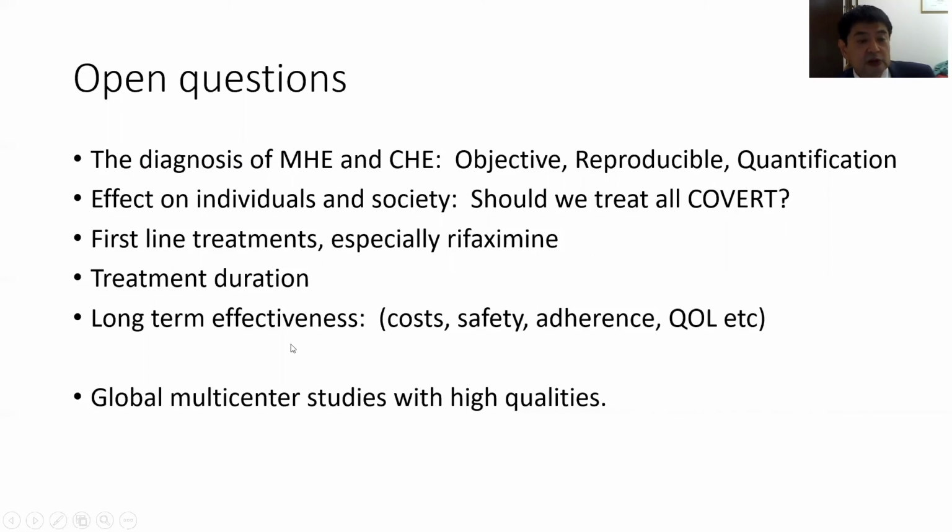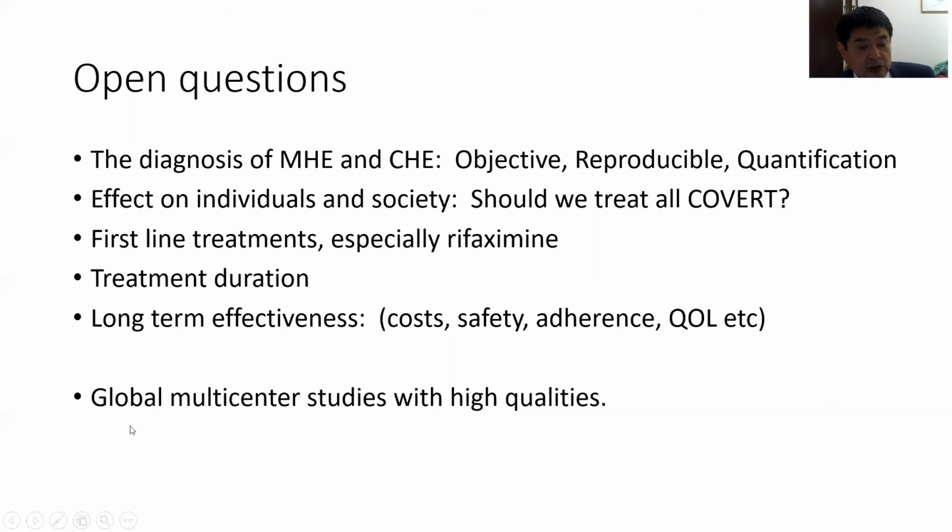Of course, treatment duration is still debatable. And how do we need to treat those patients? And long-term effectiveness, cost, safety, adherence, and quality of life effects should be evaluated in a prospective manner.